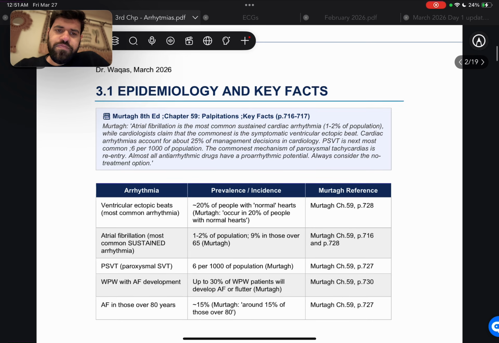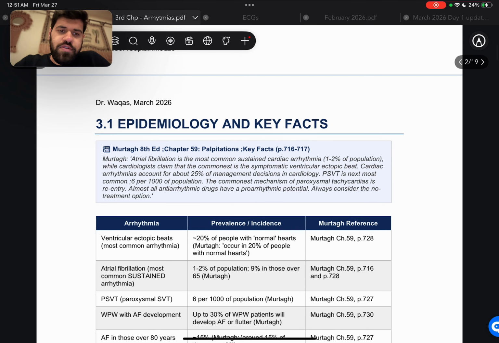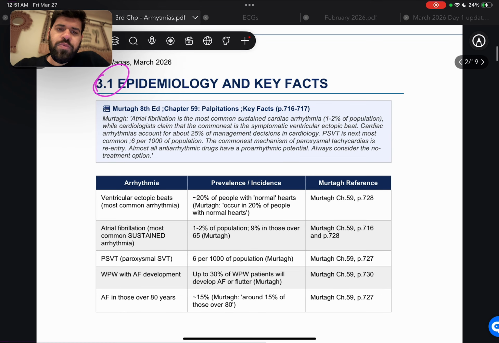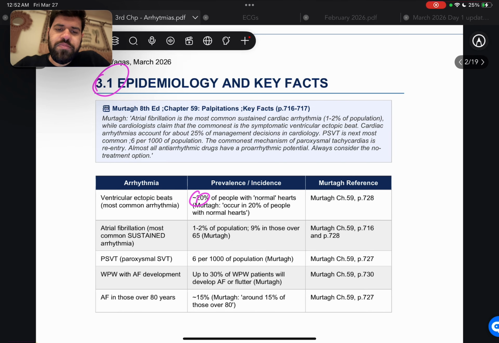Alright, so to start off we'll be going towards the first topic of today, which is the epidemiology and key facts. And the important fact that I want to talk about is why do I have epidemiology stated for every single disease that we are discussing. The reason is that it's not the most important to memorize all of these percentages, for example that 20% for ventricular ectopic beats, or then atrial fibrillation and then PSVT. It comes down to the fact that sometimes AMC is going to give you stems in which the signs and symptoms match maybe 3 to 4 diseases.